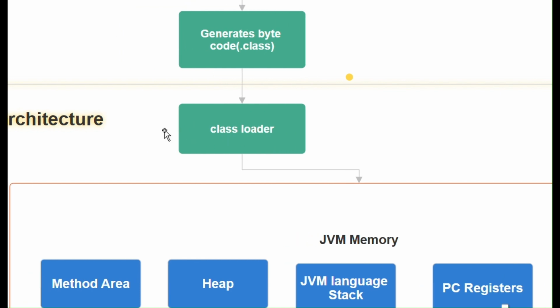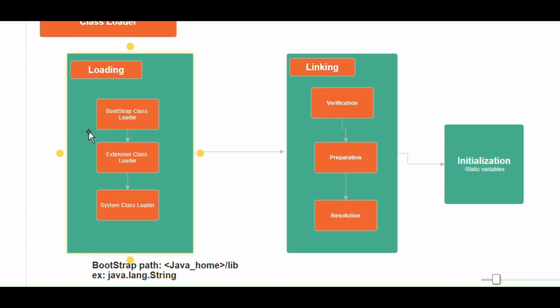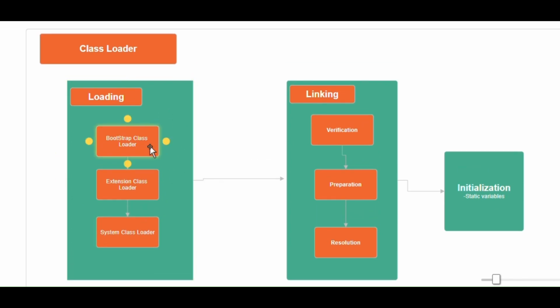The class loader is used to load the classes that are available inside our application. This is the diagram of the class loader. The class loader contains three phases: a loading phase, a linking phase, and an initialization phase. The loading phase is again divided into three parts: the bootstrap class loader, the extension class loader, and the system class loader. First, let's discuss the bootstrap class loader.